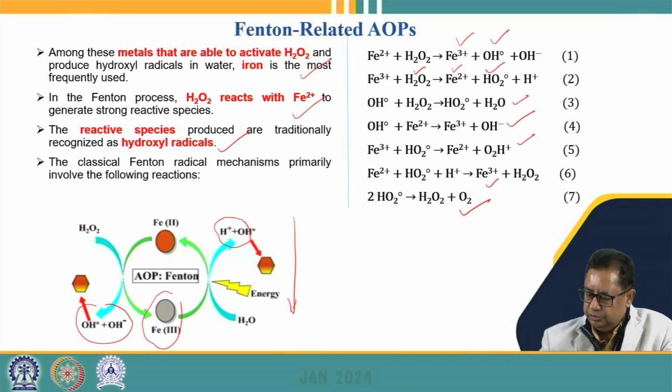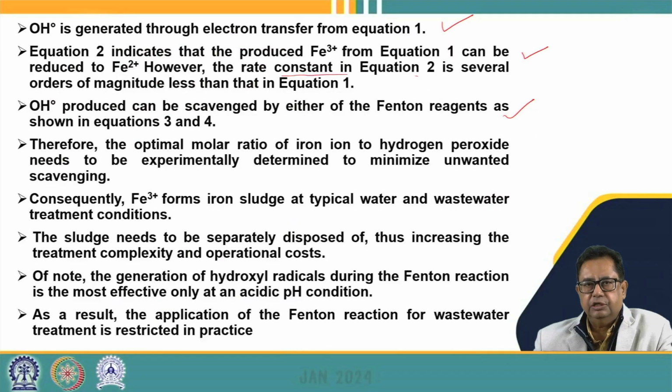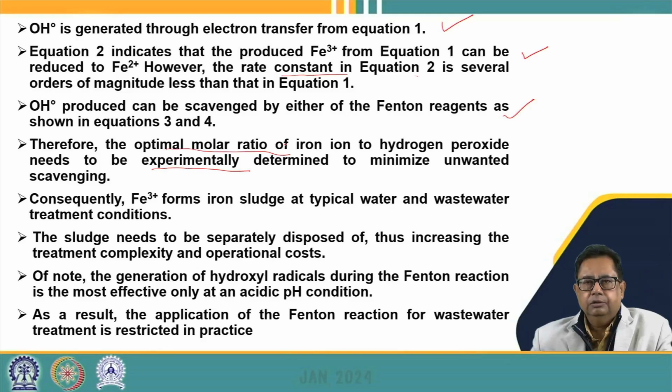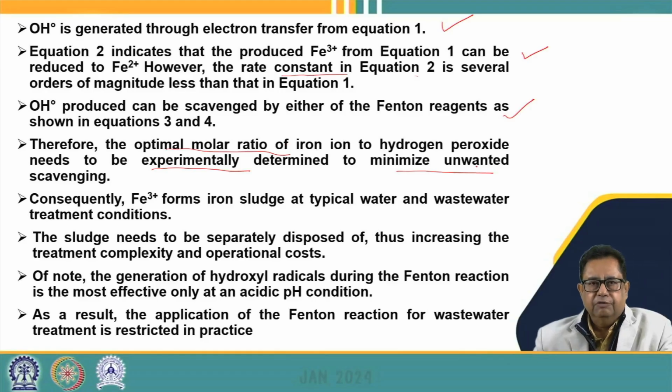For example, these equations 3 and 4 represent the scavenging of the dot OH radicals by the Fenton's reagents themselves. For example, H2O2 is there and ferrous is there, which are the part of the Fenton's reagent. So they can again lead to the scavenging, the destruction, of the dot OH radicals. So that's why we need to determine experimentally the optimal molar ratio of iron to hydrogen peroxide, so that we can minimize the unwanted scavenging that takes place in such reactions.